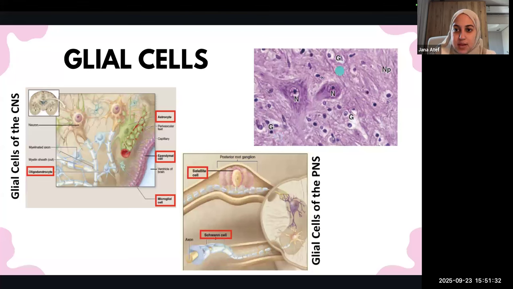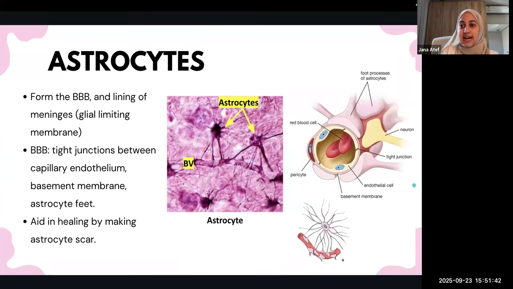Okay, thank you. So these are the cells that we have, the ones in the CNS and the ones in the PNS. So let us start. Astrocytes, where did we say they were? CNS or PNS?